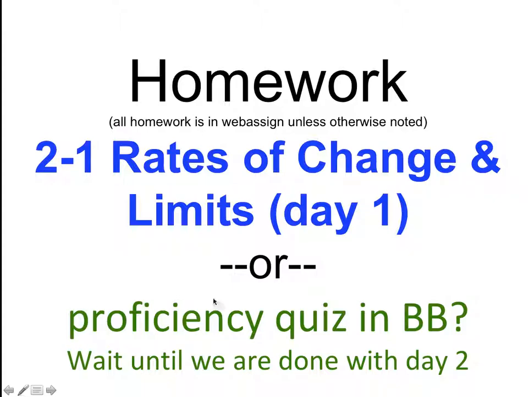But remember, the only way you can get credit for the proficiency quiz is to score a 3 or a 4. Anything below a 3, and you have to do the homework. So you might want to at least look at the homework and try a few, just to be sure if you're really counting on getting that 3 or 4.